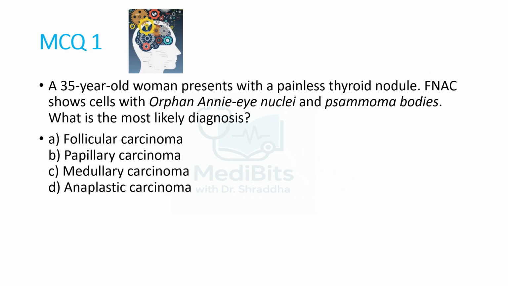So first question consists of a 35-year-old woman presents with a painless thyroid nodule. FNAC shows orphan nuclei and Psammoma bodies. What is the most likely diagnosis? Your options are follicular carcinoma, papillary carcinoma, medullary carcinoma or anaplastic carcinoma.